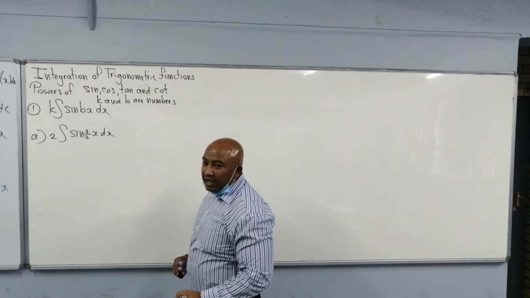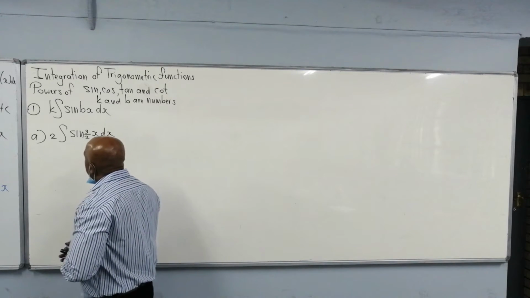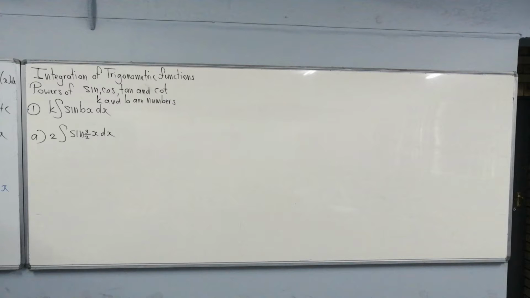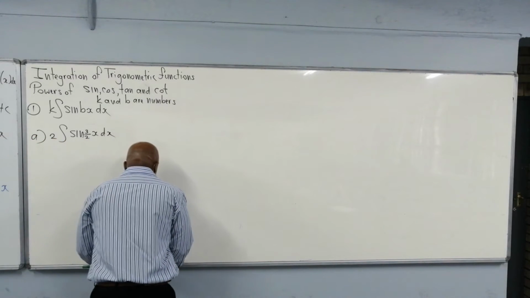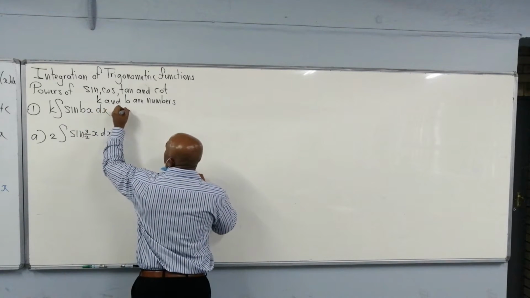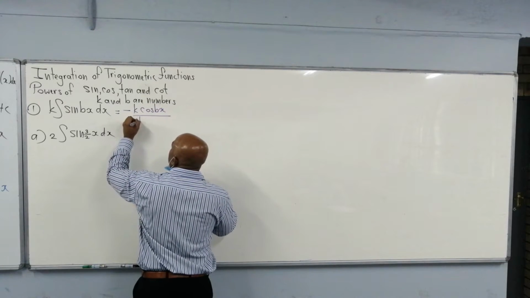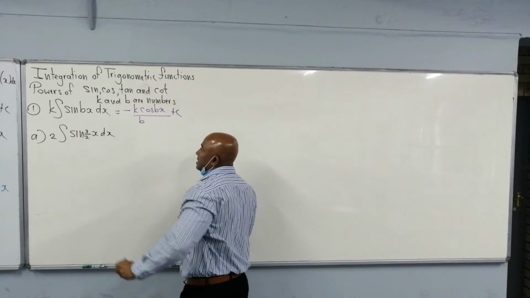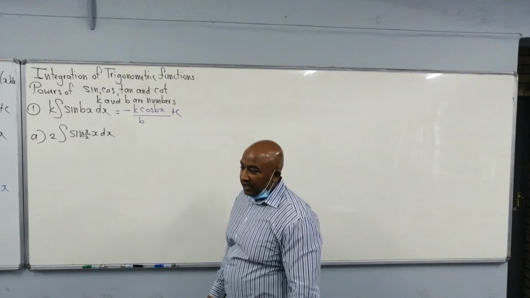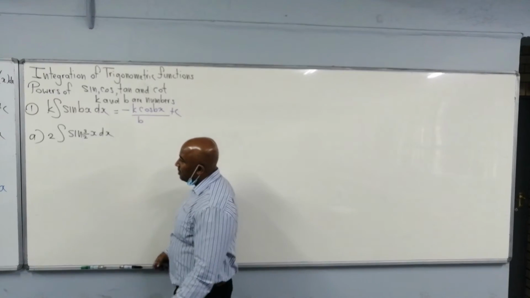Okay, k and b are numbers. So if I want to integrate sine of bx, then the formula to integrate sine is minus cos bx all over b plus c. Okay, that's how you integrate sine.